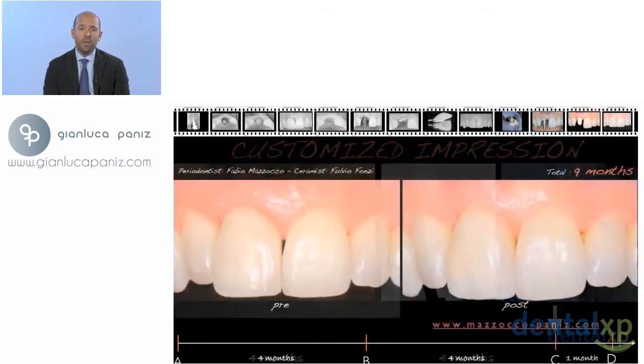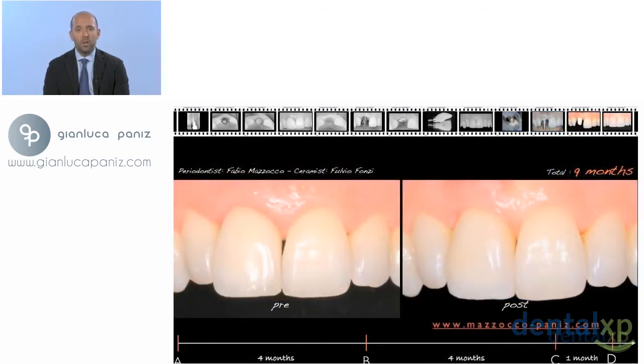And this is the final restoration, a zirconia ceramic restoration delivered about 9 months after the extraction of the tooth, following 3 different steps: the extraction of the tooth and the insertion of the ovate pontic, the stage 2 of the implant and the insertion of a screw-retained provisional restoration, and finally, through the customized impression, the insertion of a customized provisional restoration. We will talk about this in a few minutes.